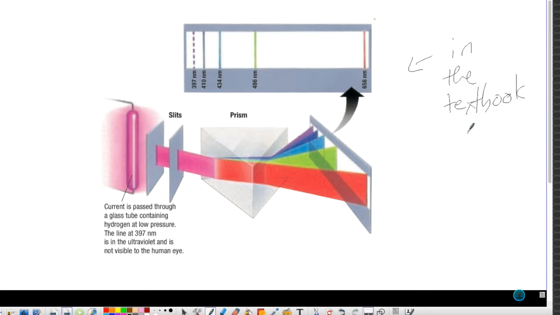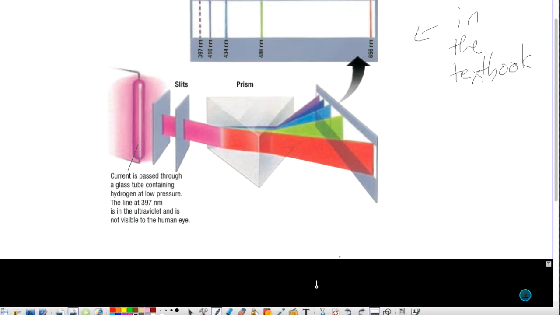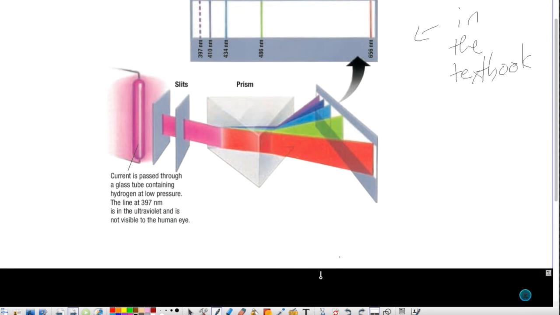Wink, wink, nudge, nudge. This figure might be helpful to you. Oh, I don't know, sometime when you might have to write a formal lab report. I don't know, maybe something. Wink, wink, nudge, nudge. Okay, so that's the experiment.